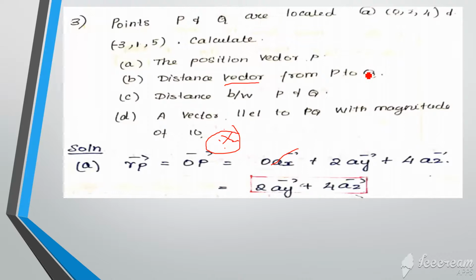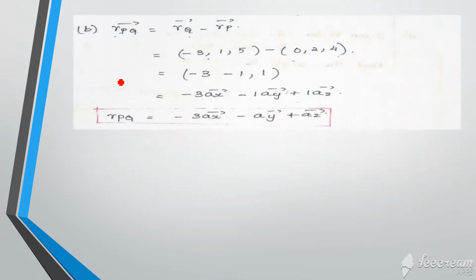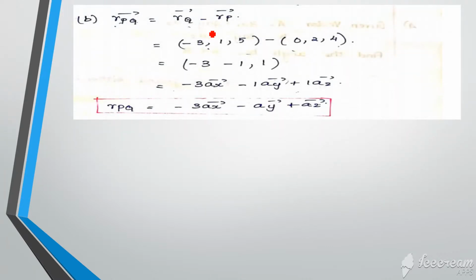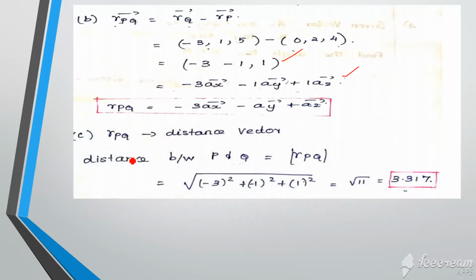Second question, distance between P and Q. So distance vector RPQ can be written as RQ minus RP. We write the Q point minus the P point. Simply subtract these two, we get this point. This point can be written in vector format as minus 3ax minus 1ay plus 1az. This is the distance vector. Next we need to find the distance between these two points, so simply take the modulus for this one, then we get the answer as root 11, which is 3.317.